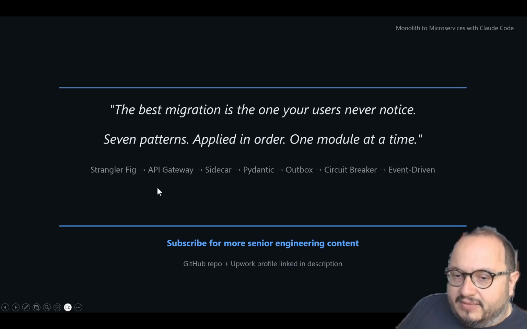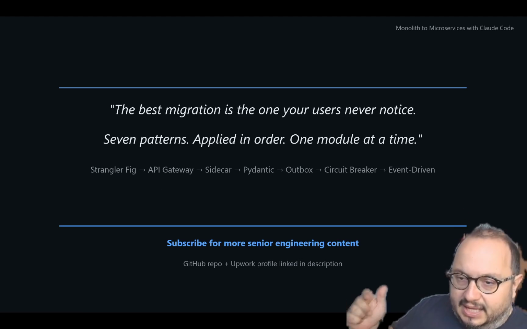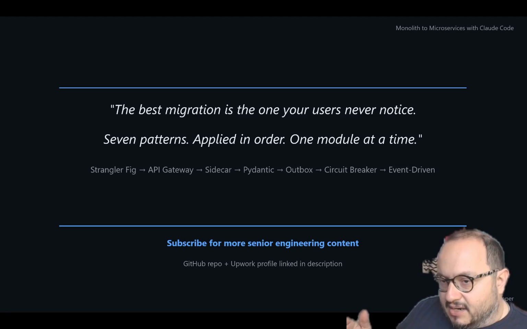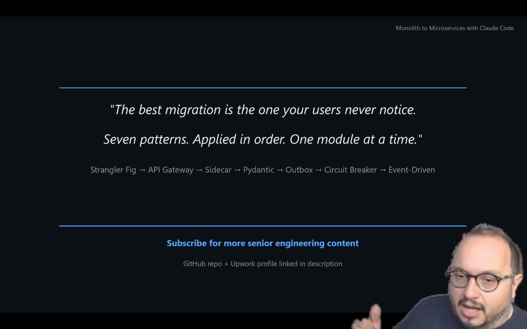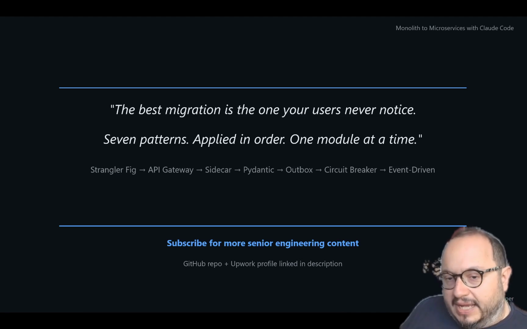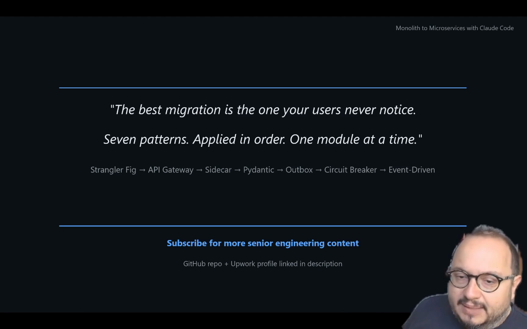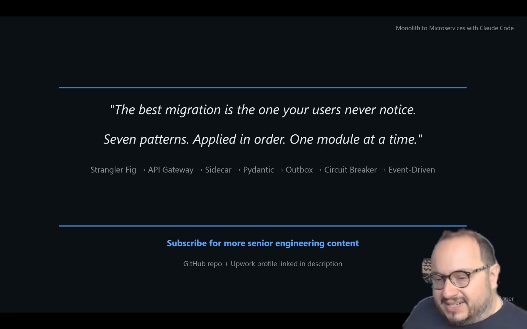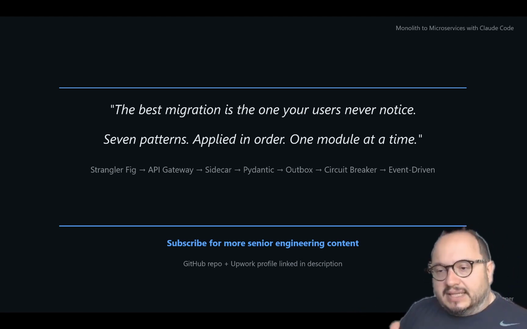That is the 7 patterns: Strangler Fig, API Gateway Facade, Sidecar, Schema-First with Pydantic, Outbox, Circuit Breaker, Event-Driven Final Decoupling. The through line: Claude Code compresses the mechanical analysis and scaffold generation. You keep the architectural decisions. The migration moves at the speed of judgment, not the speed of typing.